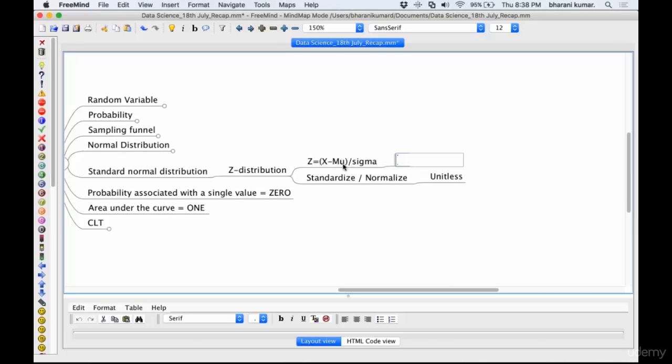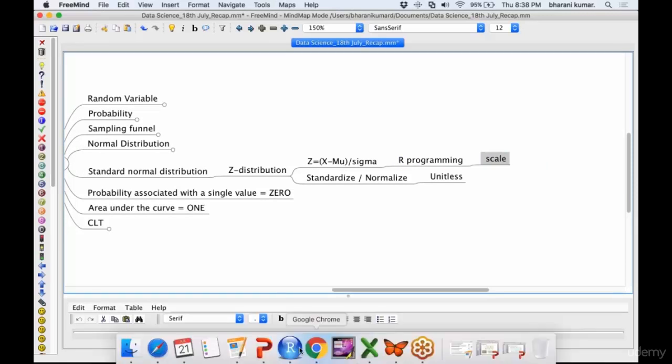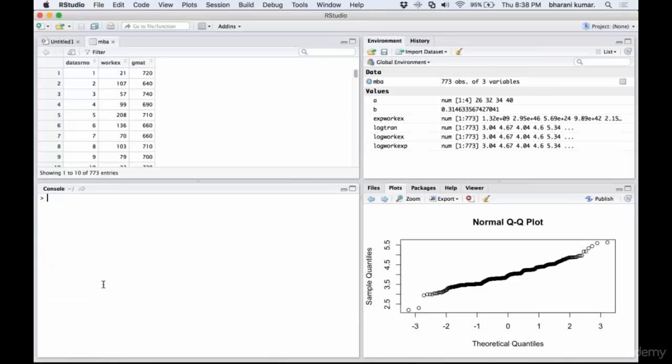But when it comes to your R programming, the function that has to be used to standardize the data is scale. That's the function you need to use, right? For example, say I have work experience or GMAT and I want to standardize that. One way is to manually do that, but we would never manually do that, right? So I would say standardized GMAT value. Just need to use this function called scale.